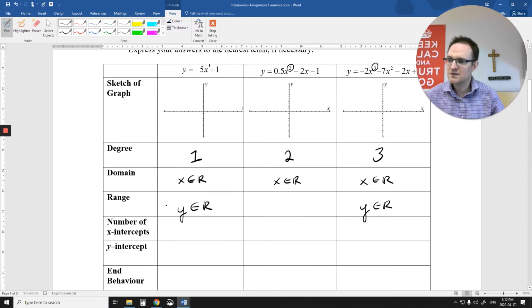The number of x-intercepts. Well, I know that the maximum of this one has to be 1 because of the degree. The degree tells me the max x-intercepts. If I needed to figure out what the maximum number could be, it doesn't necessarily mean it has that many. It just means that is the maximum.